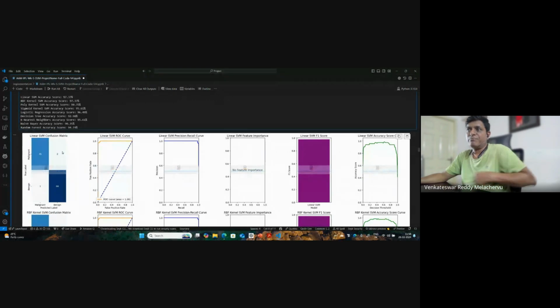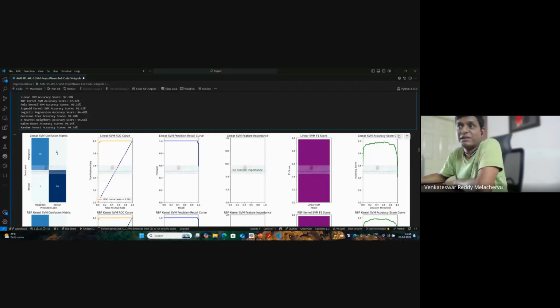First one is a linear SVM, the confusion matrix. So in the malignancy, for the predicted, we predicted 2 as benign when they were actually malignant. That's a false negative, right? Or false positive. We predicted 2 as benign. If you see here, predicted benign, 2 as benign when they were actually malignant. It's a false, false what? False negative.